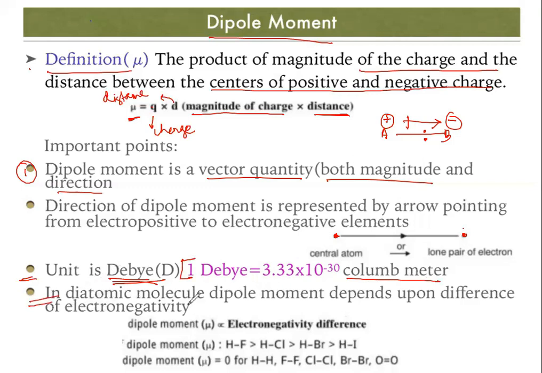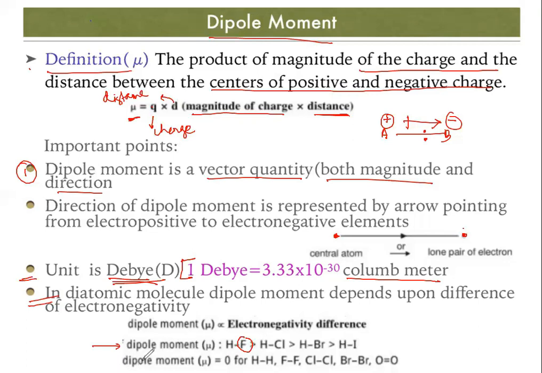Next point: in a diatomic molecule, dipole moment depends upon the difference of electronegativity. Dipole moment is directly proportional to the electronegativity difference. What is the meaning? Here is the example: HF has more dipole moment than HCl, than HBr, than HI. Why? Because fluorine is more electronegative, it is going to pull the shared pair of electrons towards fluorine, and that compound will have a higher dipole moment. So the dipole moment of HF is more than HCl because dipole moment is directly proportional to the electronegativity difference. Hydrogen is constant, so the only difference is the fluorine.